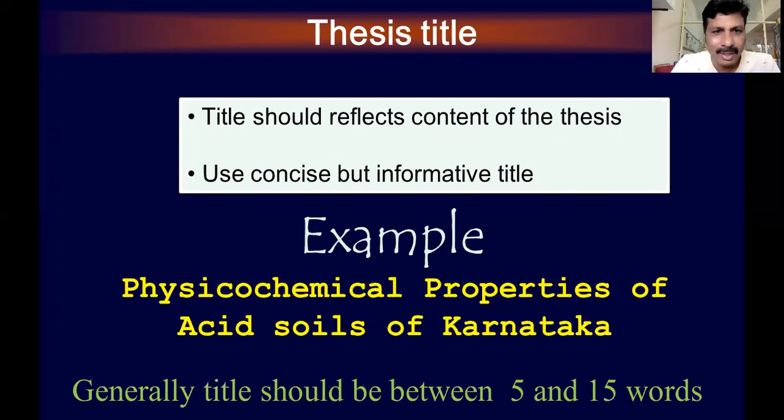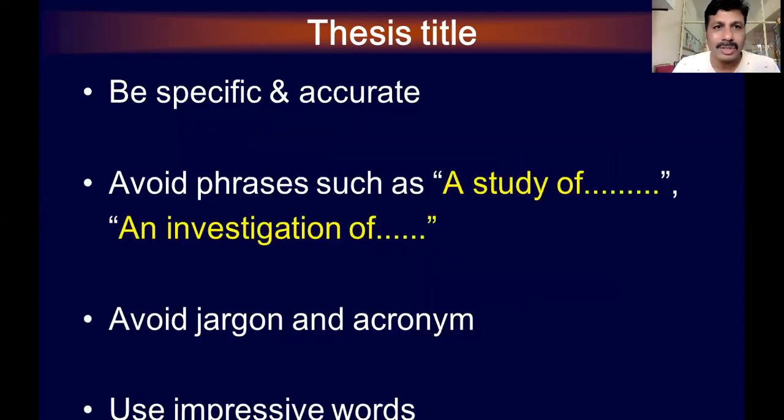I have one or two examples here. Physico-chemical properties of acid soils of Karnataka. Very small, but it involves a lot of studies, right? Generally, the title should be between 5 and 15 words. Although there is no hard and fast rule, it should be small, like 5 to 15 words. It should not be too long, otherwise readers may lose interest whenever they start reading your title. And it should be very specific and accurate.